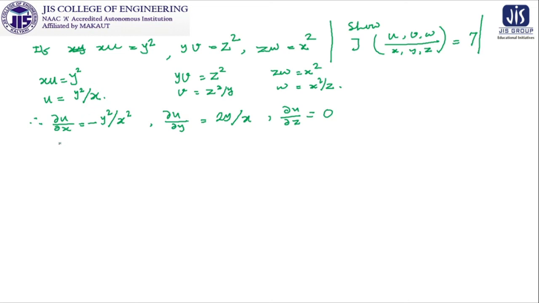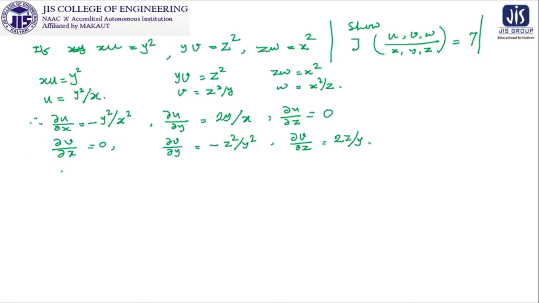Similarly, we can find out del v del x is 0, del v del y is minus z square by y square. Similar structure, just we are changing the independent variables name, and then del v del z will be 2z by y.